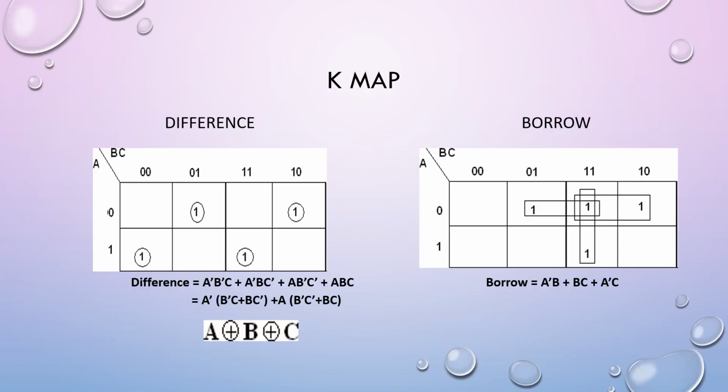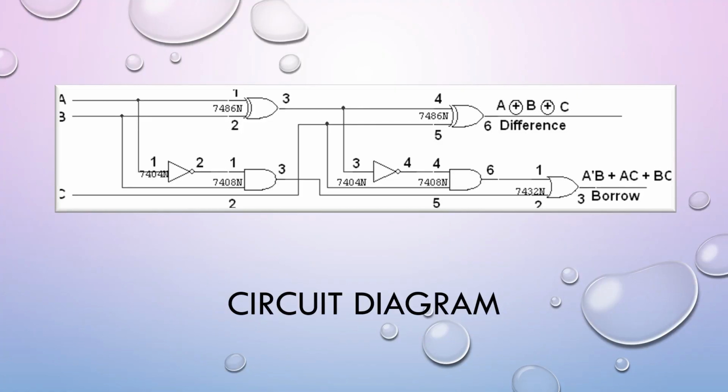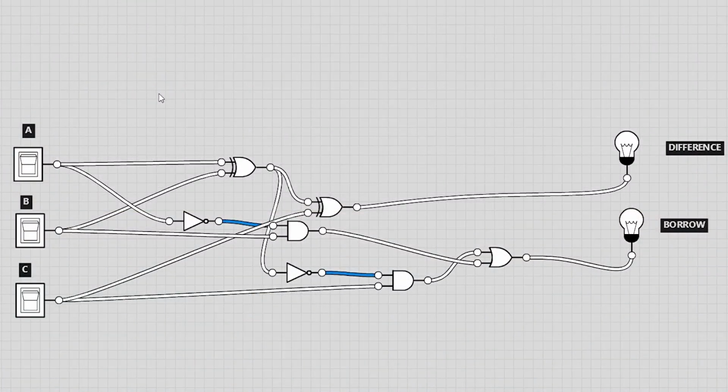And this is the K-map of the full subtractor. And this is the circuit diagram of the full subtractor. Now let's see the simulation of the full subtractor. When A, B and C are 0, the borrow will remain 0, and the difference will also remain 0.